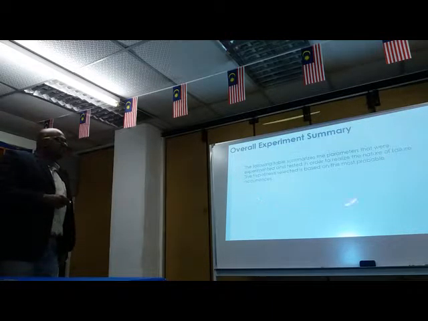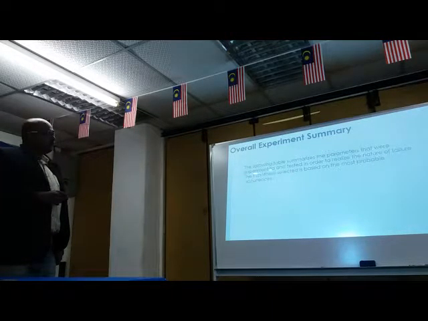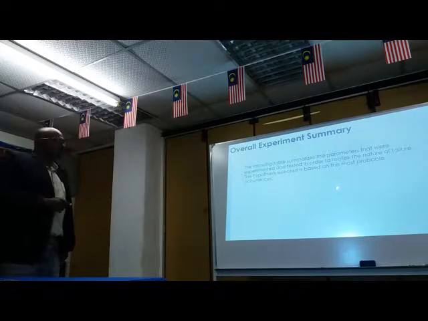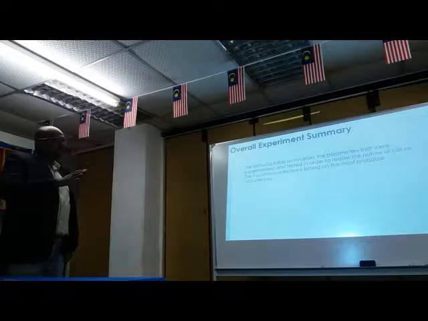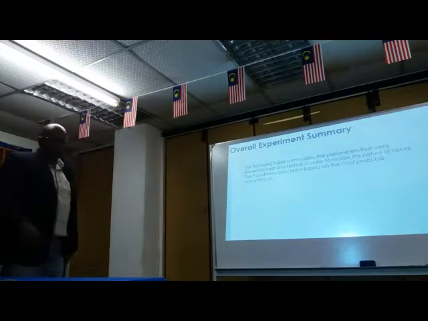So, the overall experiment summary. The following table summarizes the parameters that were experimented and tested in order to realize the nature of failure. The hypothesis selected is based on the most probable occurrence. In the next slide, I'll show the table that summarizes all the parameters that were experimented, and it basically summarizes whatever we have gone through in the last few slides.